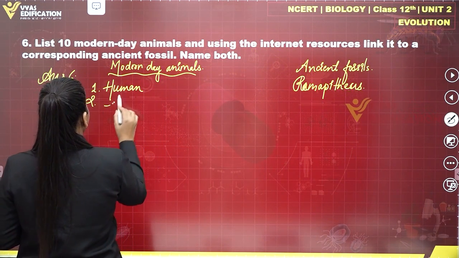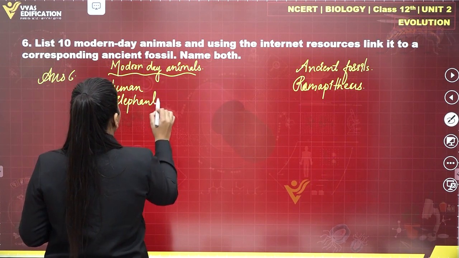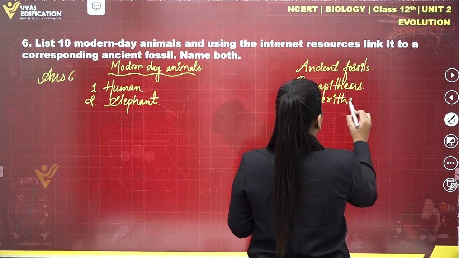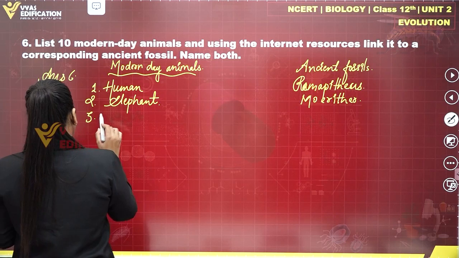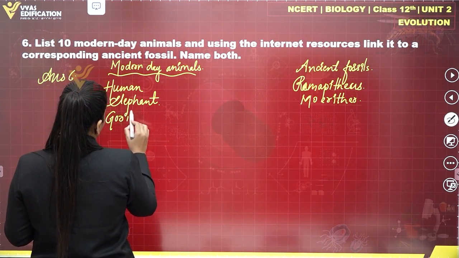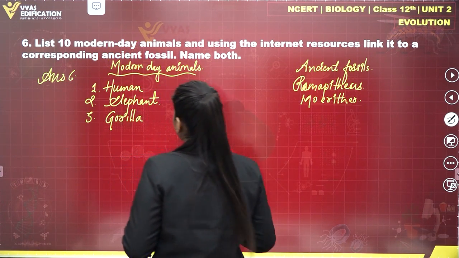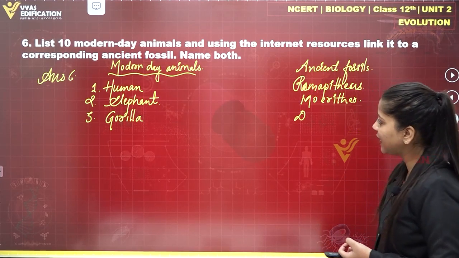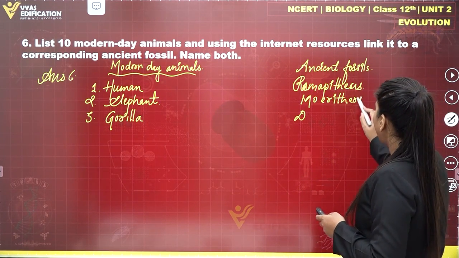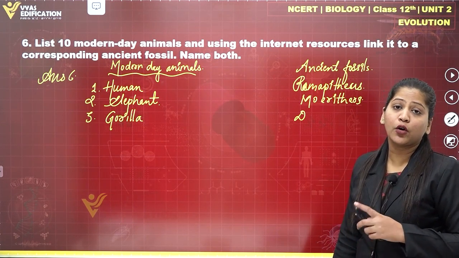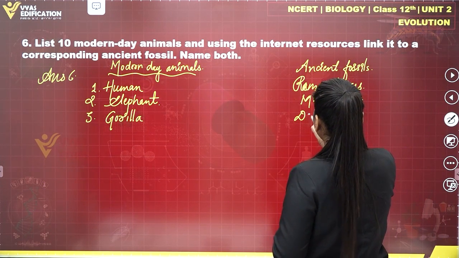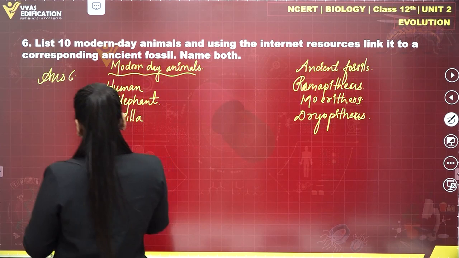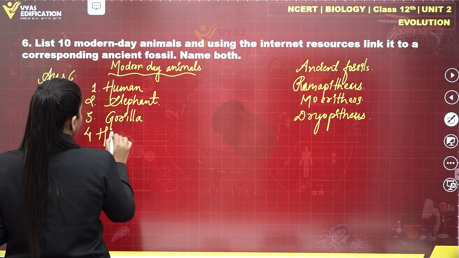Then let's talk about second one. If we talk about, let's say, elephant, which is also a modern day animal, then we have Moeritherium. Then if we talk about the third one we have, let's suppose, gorilla. Then ancient fossil for gorilla will be Dryopithecus. For human we have Ramapithecus, for elephant we have Moeritherium, and for gorilla we have Dryopithecus as ancient fossil.